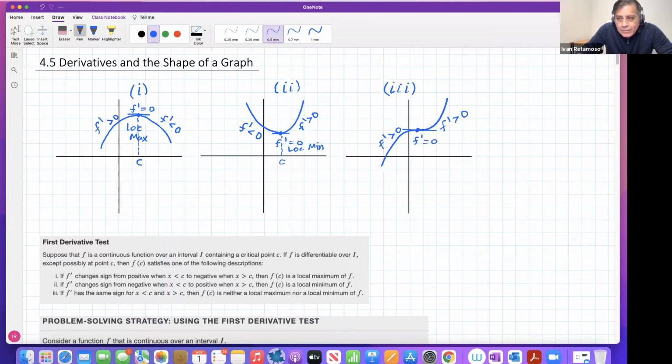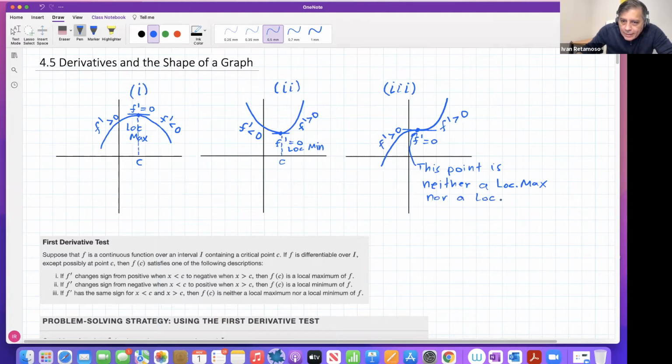But be careful here. We cannot say that this is a maximum locally speaking or a minimum locally speaking. We have to say this point, I'm gonna put an arrow here, this point is neither a local max nor a local min, right? It's like a hybrid point.